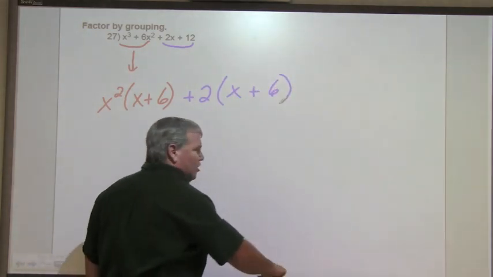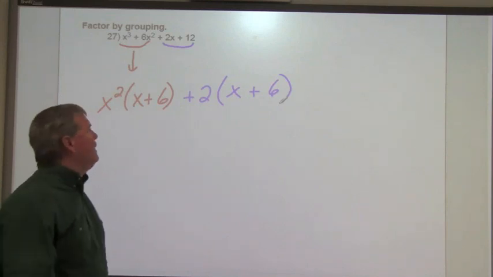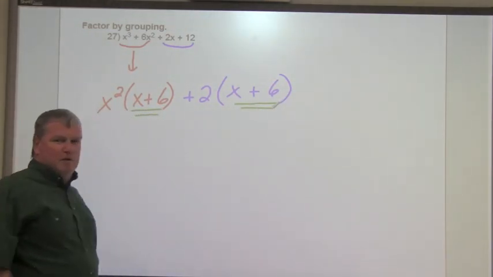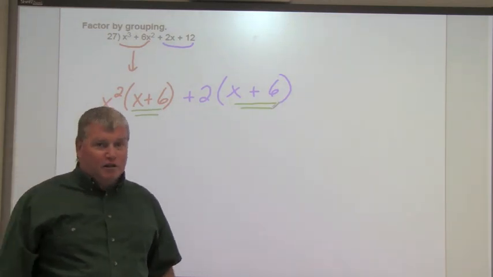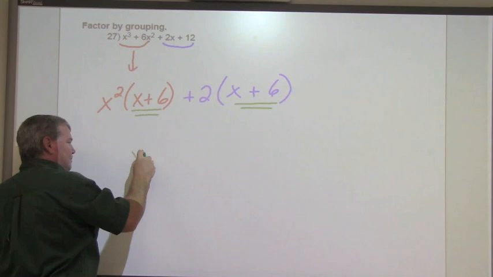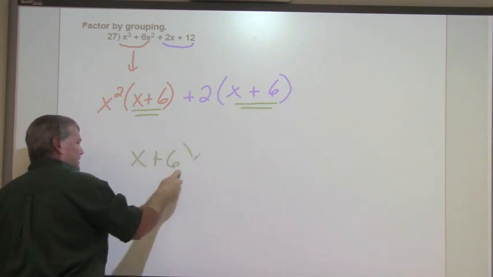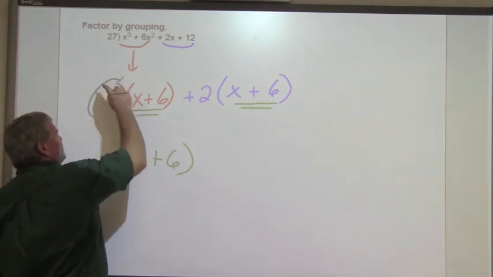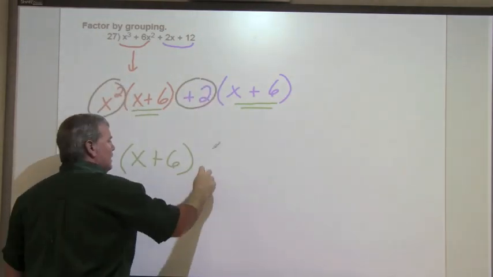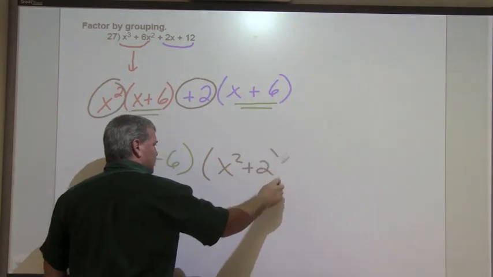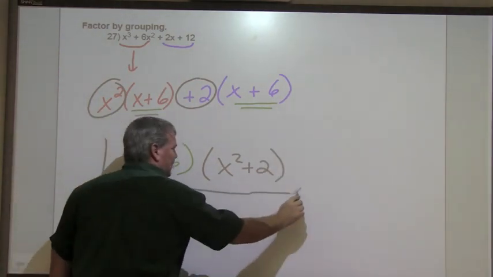Now what you should notice when you do factor by grouping is that what's inside the parentheses should be the same. If not, you might want to go back and look at what you factored. So you pull out that x plus 6, that's your first parentheses, and then you put what's left, which is the x squared and the positive 2, in the other parentheses. So x squared plus 2. And that would be your final answer.